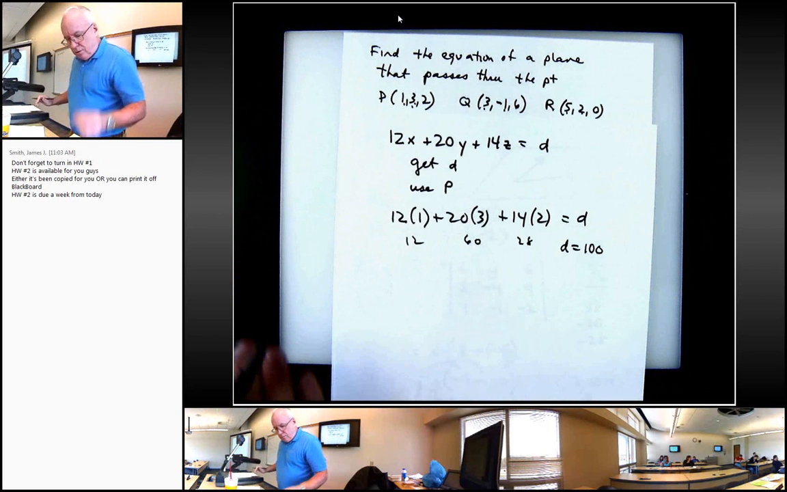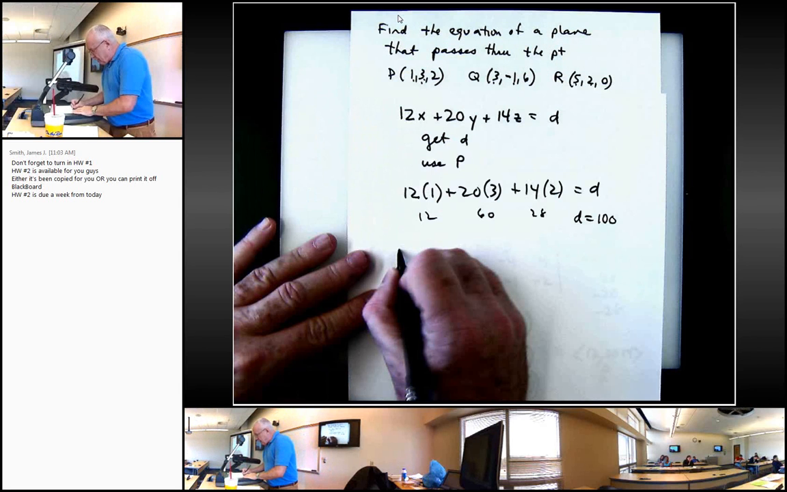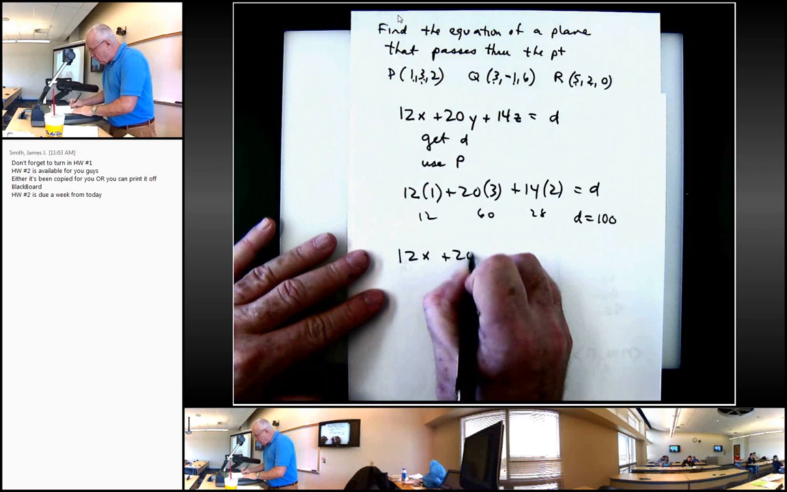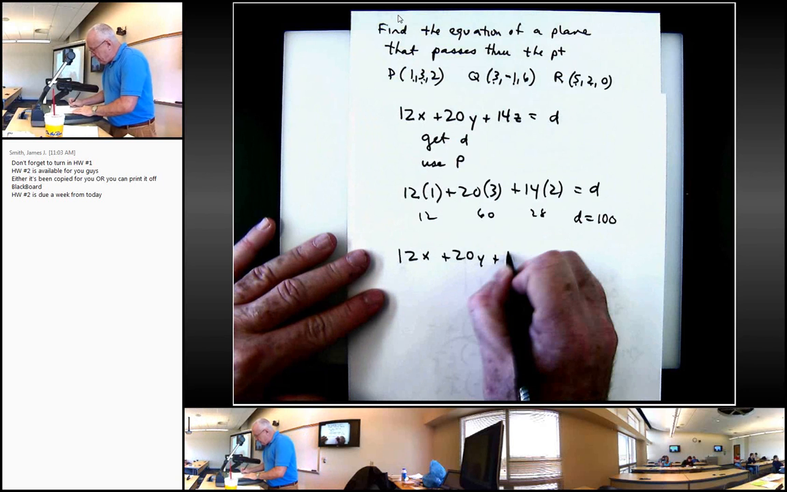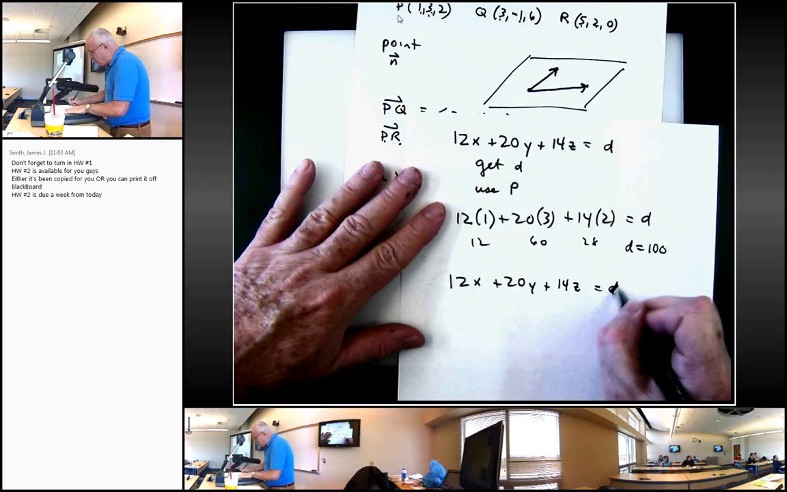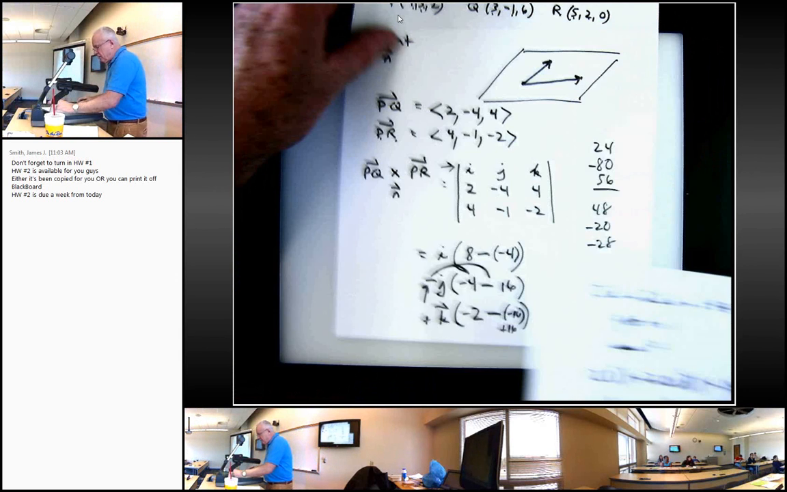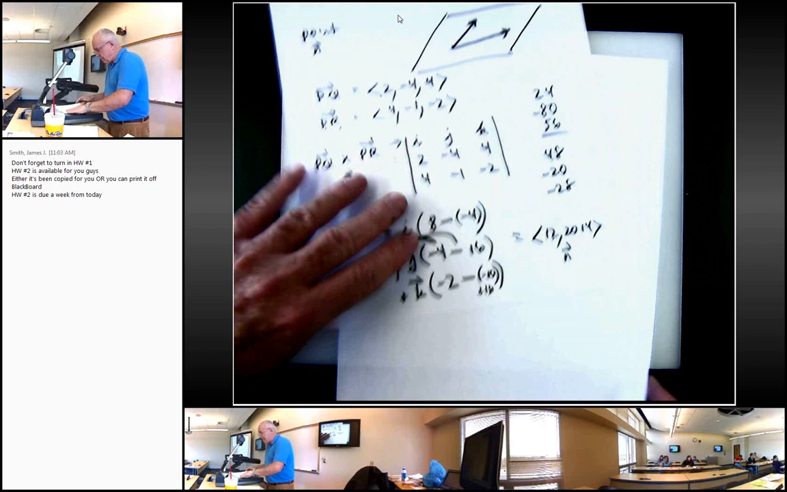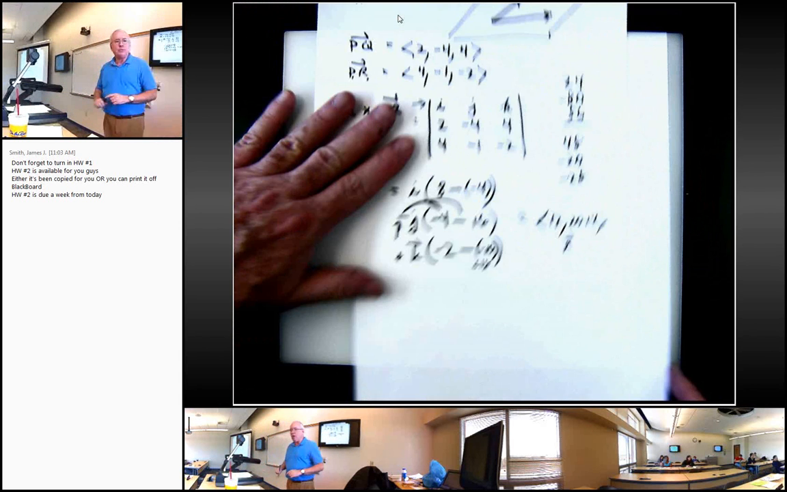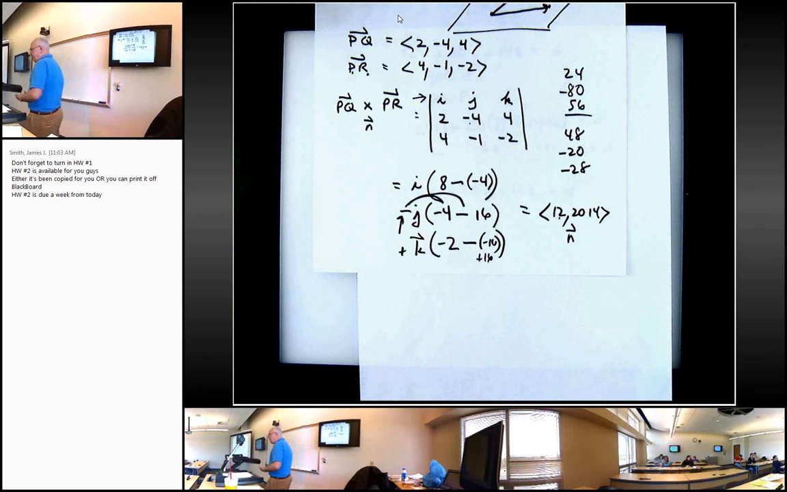So therefore, this is what I get: 12x plus 20y plus 14z is equal to 100. Now, one thing I want to point out here. Let's go back to where we found our perpendicular vector n. When we did our cross product, we found out that n was equal to 12, 20, and 14.